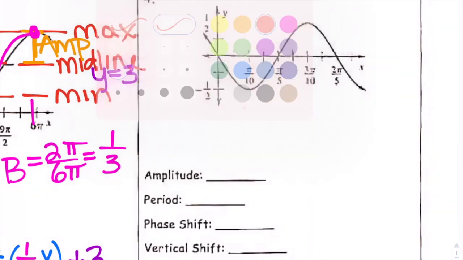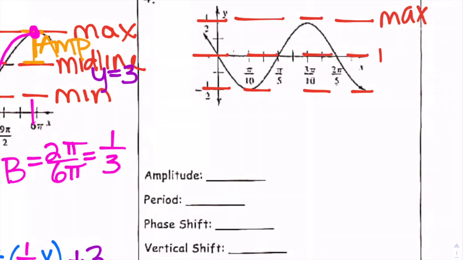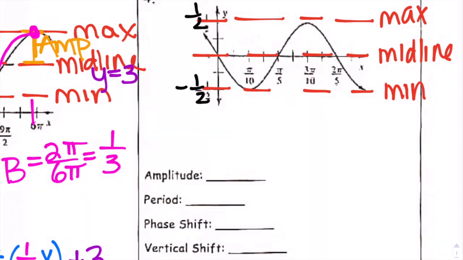And then number 4, start with finding our minimum down here, and then our maximum up here. And so halfway between those is right here. So we have our maximum, our midline, and our minimum. And then just a quick note, it's not printed well. This is at positive 1/2, and this is at negative 1/2 down here.